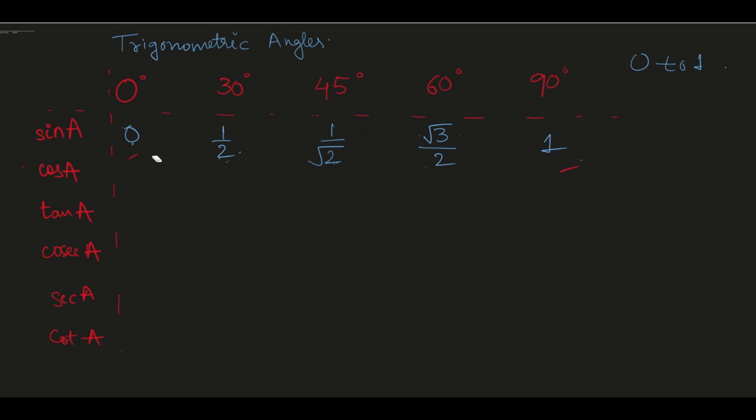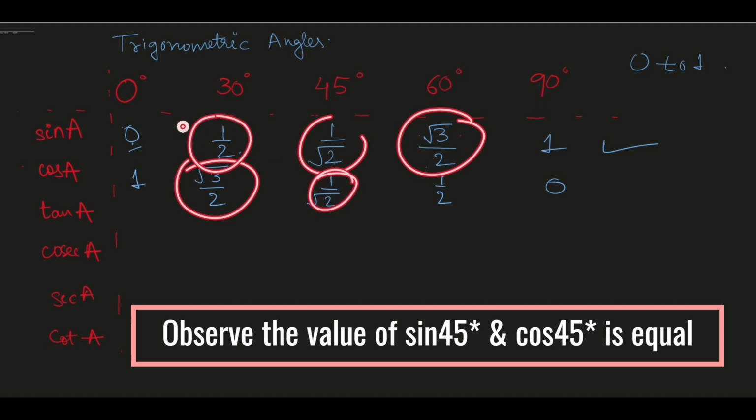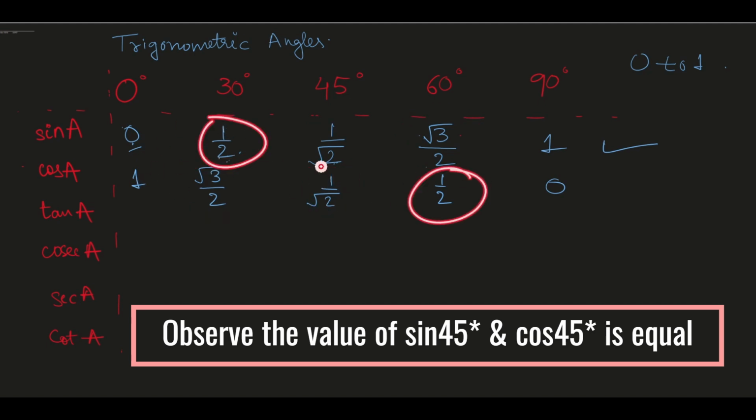Now let's move ahead. For writing the values of cos A, we have to write all these values in reverse order, which means 1 we'll be writing here. This root 3 by 2, we'll be writing it here. This 1 by root 2 will be at this place only. 1 by 2 will come here, and this 0 will come here. So see, it's that easy. This value comes here, this value comes here, this remains at this place only. This 1 by 2 comes here, and this 0 comes there.